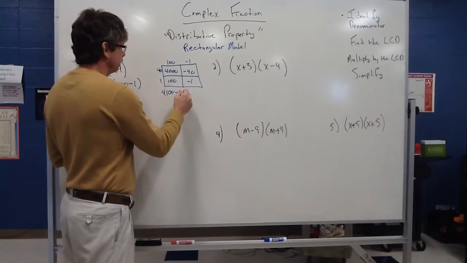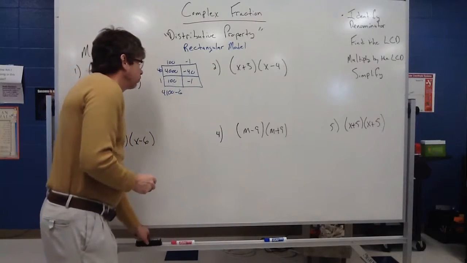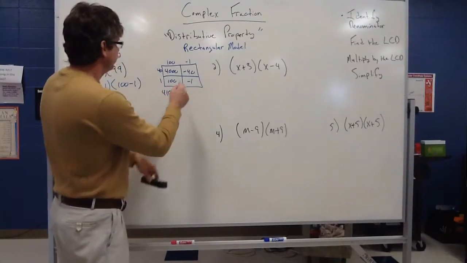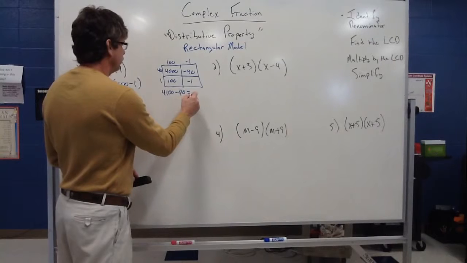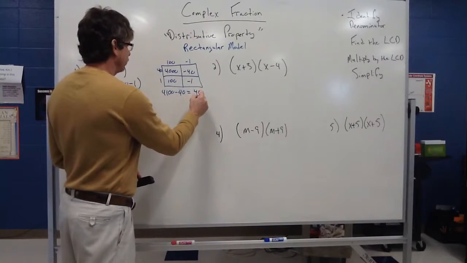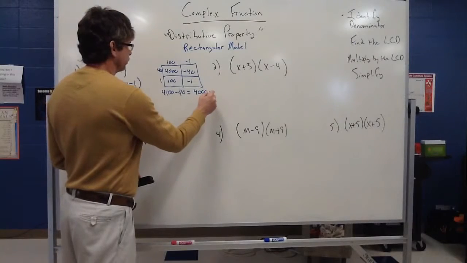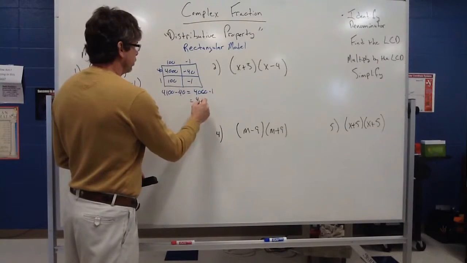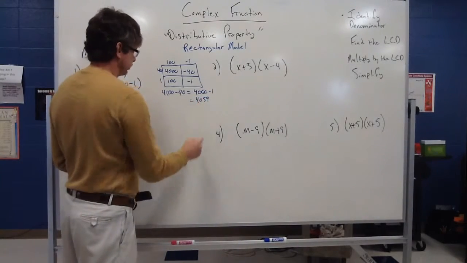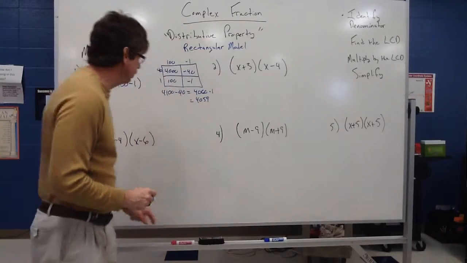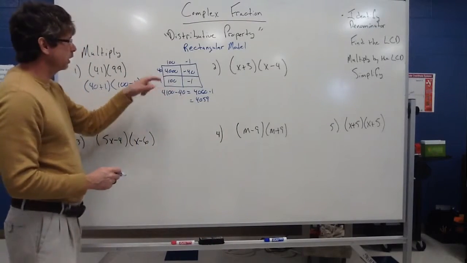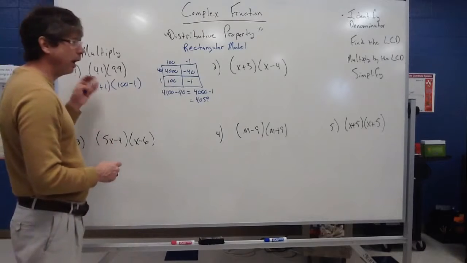4,100, and I would lose 40. That's going to take me down to 4,060. And then if I lose 1 more, that's going to get me down to 4,059.